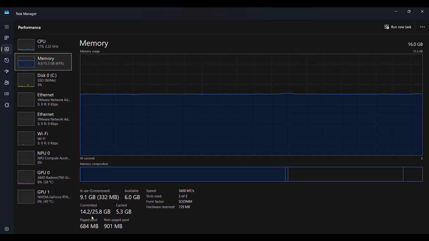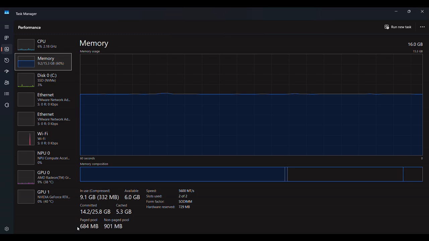Committed memory value represents total virtual memory reserved by applications and the operating system. This includes both physical RAM and paging file allocation. If memory demand exceeds physical RAM capacity, Windows may utilize the paging file stored on disk.